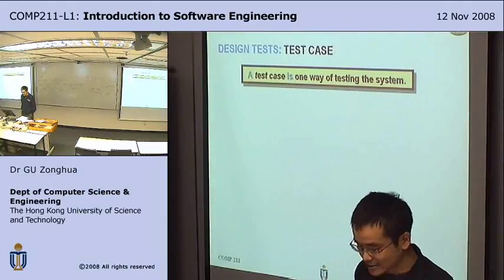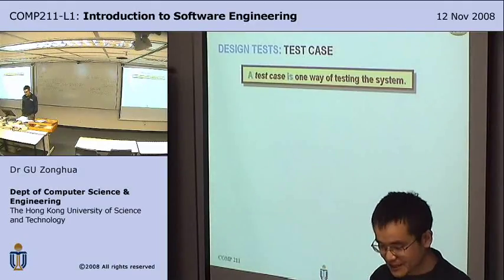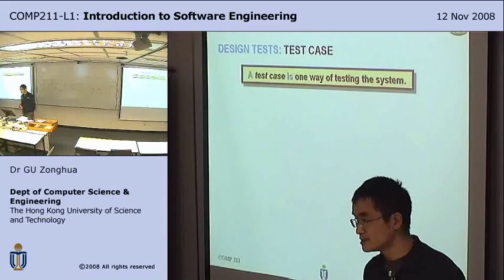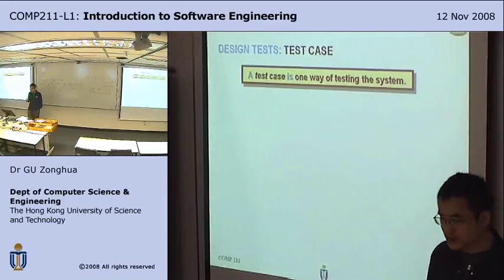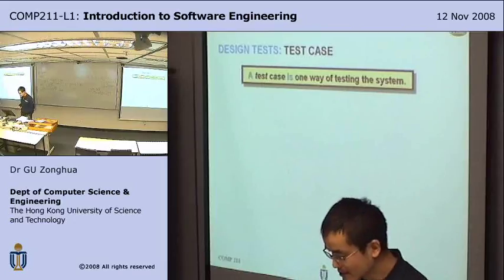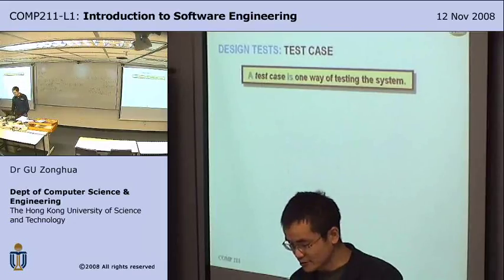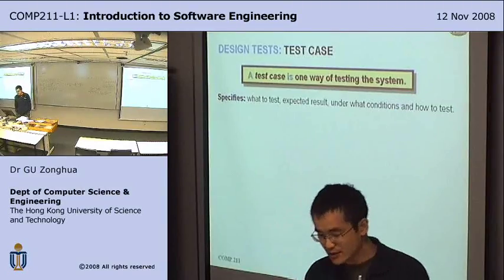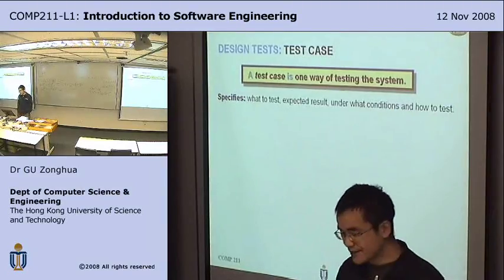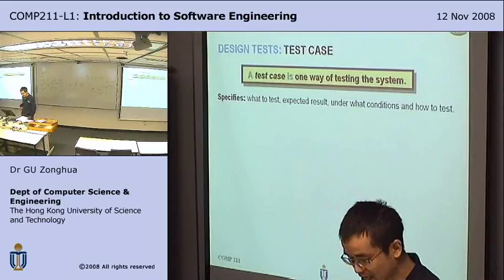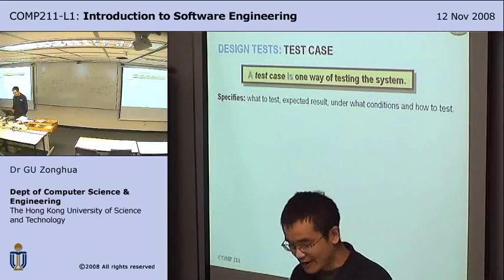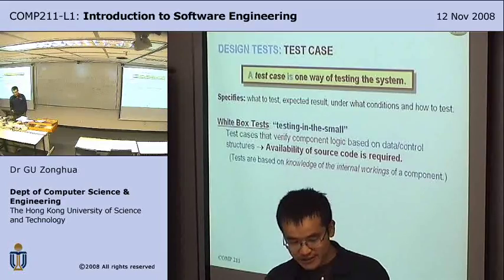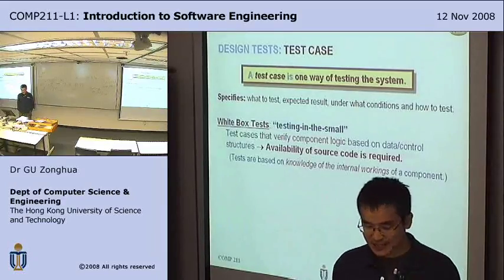A test case is one way of testing the system. It is one input you can provide to the system and observe its output. It specifies what to test, the expected result, under what conditions to test, and how to test. There are essentially three types of test cases.